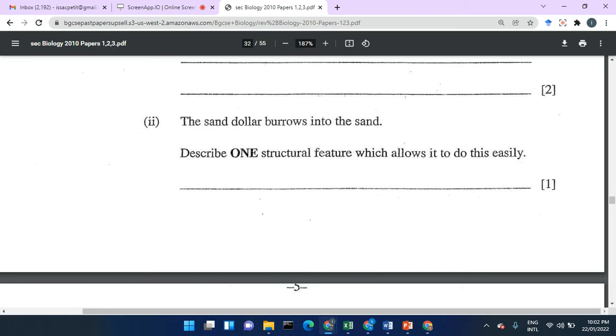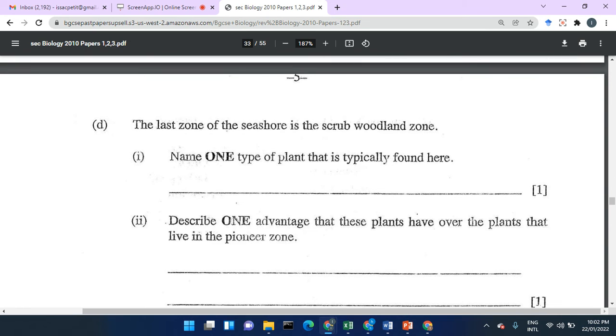All right, moving right along, almost done with that section. It says here, the last zone of the seashore is the scrub woodland zone. Name one type of plant that is typically found here, in the scrub woodland zone.